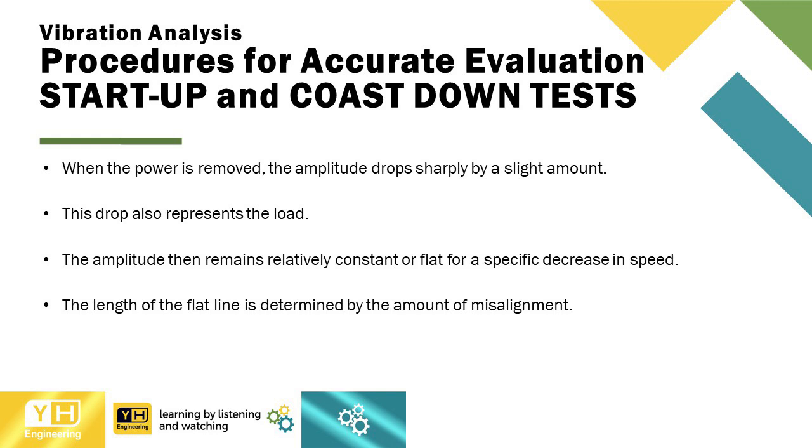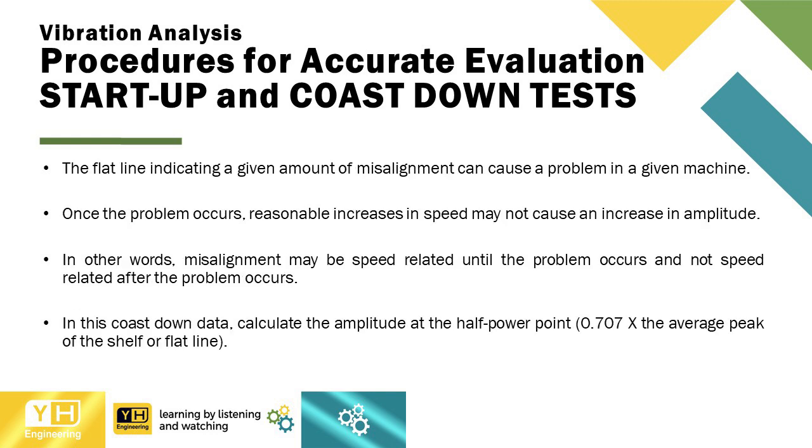The amplitude then remains relatively constant or flat for a specific decrease in speed. The length of the flat line is determined by the amount of misalignment. The flat line indicating a given amount of misalignment can cause a problem in a given machine. Once the problem occurs, reasonable increases in speed may not cause an increase in amplitude. In other words, misalignment may be speed-related until the problem occurs and not speed-related after the problem occurs.